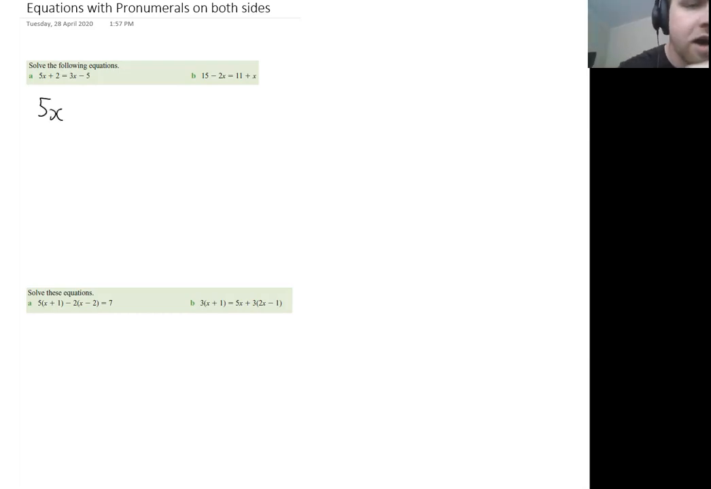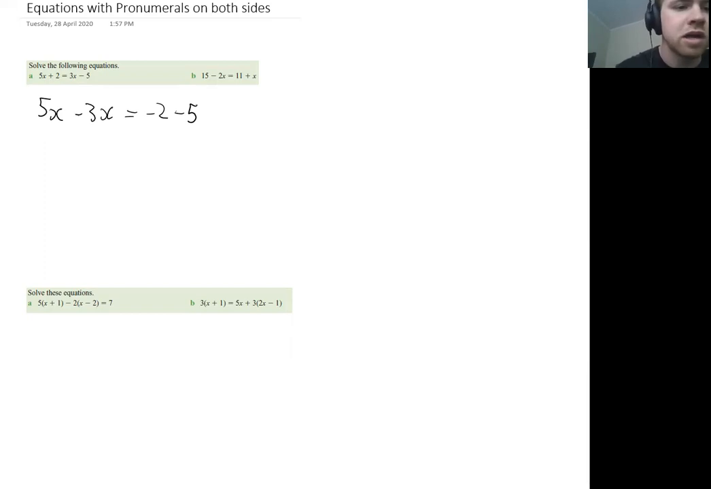I'm going to leave that 5x on that side of the equation, but I'm going to move the 3x across. I'm also going to move the plus 2 across to the other side. So the 3x from the right side becomes a minus 3x on the left side, equals the plus 2 on the left side becomes a minus 2 on the right side, and then that minus 5 stays where it is. We can now simplify both sides before we continue.